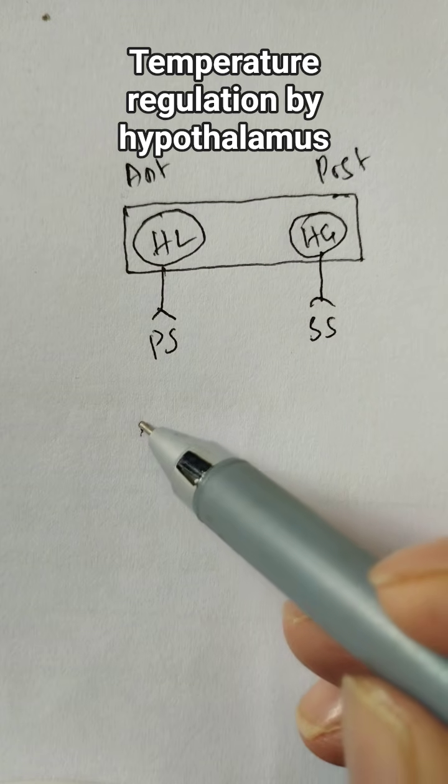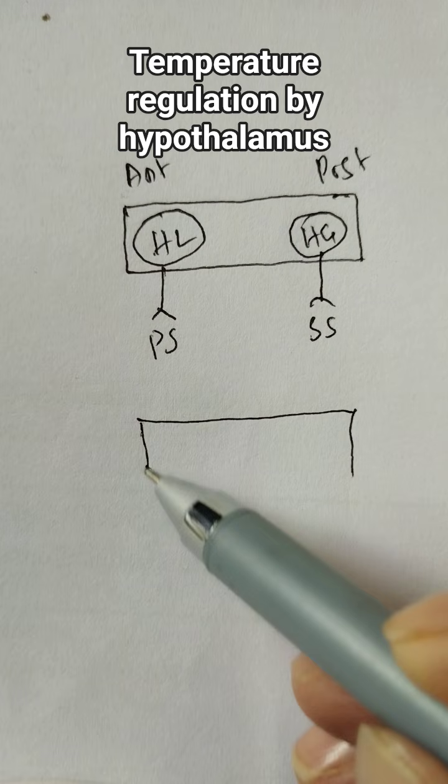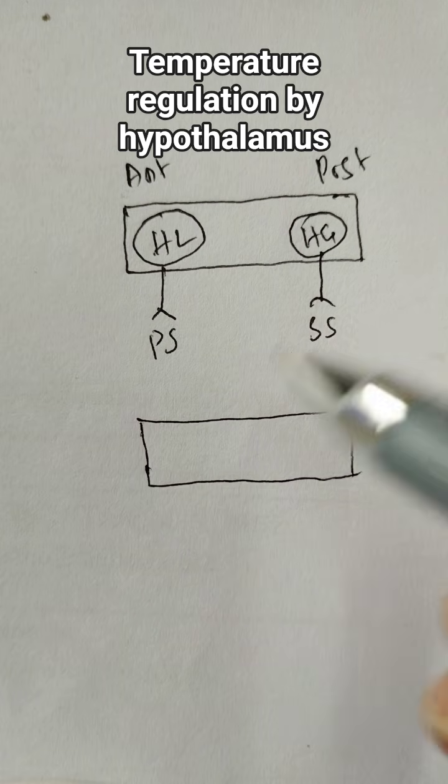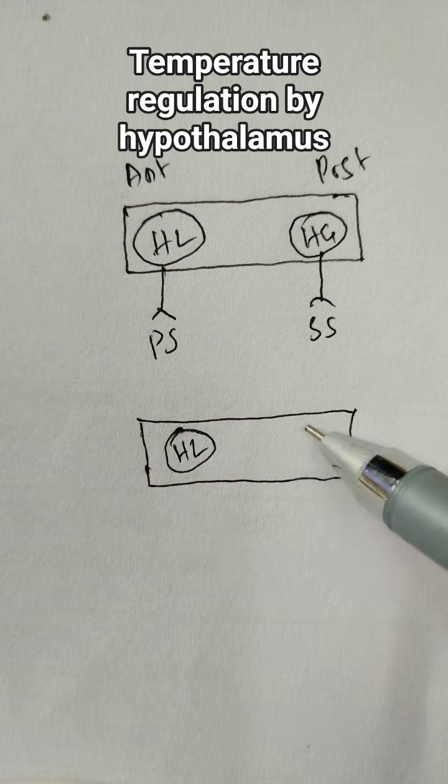So we'll draw another similar diagram of the hypothalamus, the anterior and posterior hypothalamus, and this is the heat loss center and this is the heat gain center.